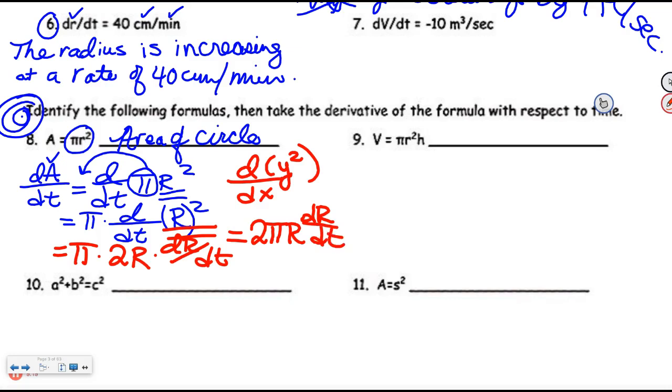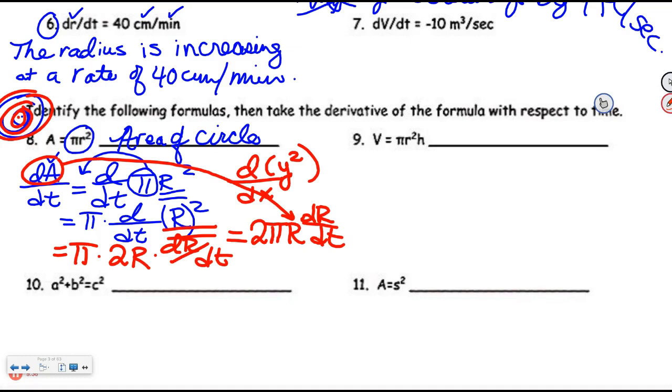They're called related rates, again, because as the area changes, so does the radius. And the area's rate of change is affected by how fast the radius is changing. That's why there's a dr dt over there. The faster the radius grows, the faster the area of the circle grows.